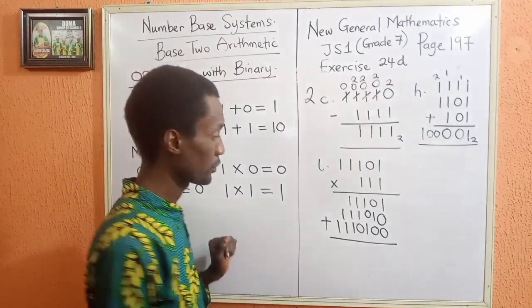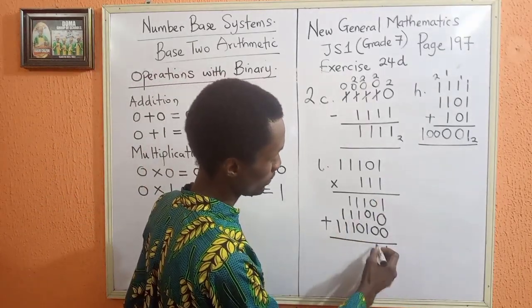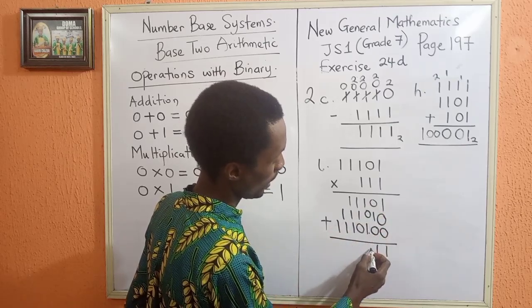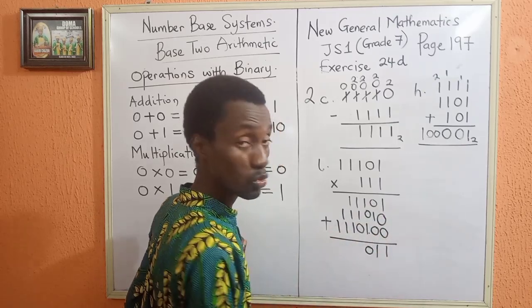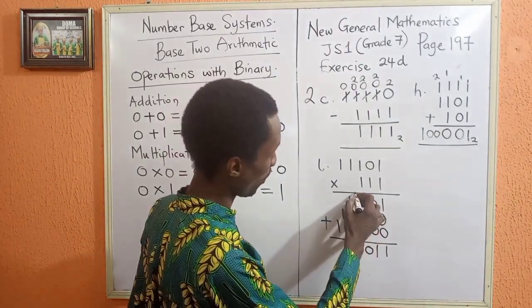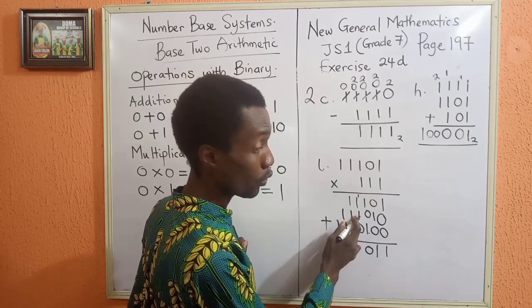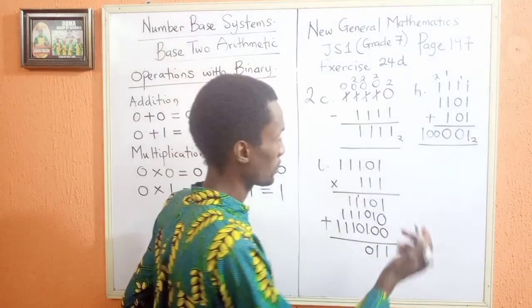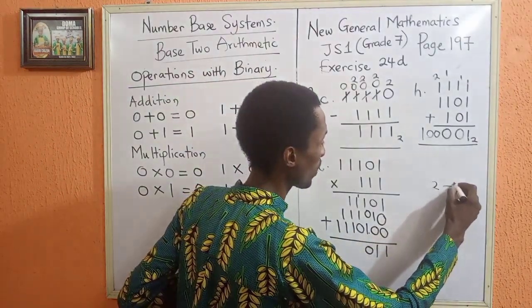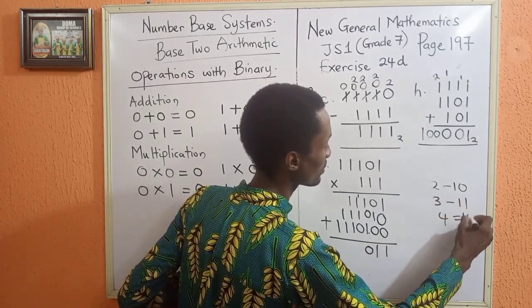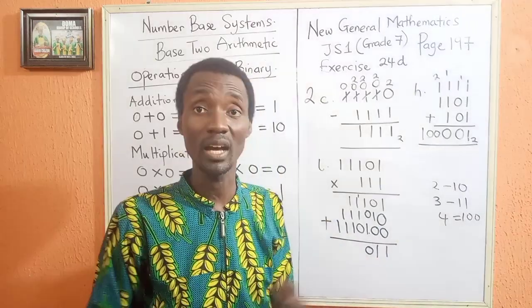So what do I do? This will be 1. This will be another 1. 1 plus 1 will give me what? 1, 0 or 2, which is 1, 0. So I'll have a carry of 1. That carry of 1 will make this one 3, which is actually what? 1, 1. So we can have that 2 is 1, 0, 3 is 1, 1, 4 is what? 1, 0, 0. These are some things you must take note of.